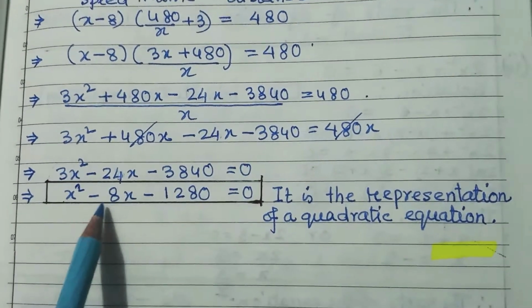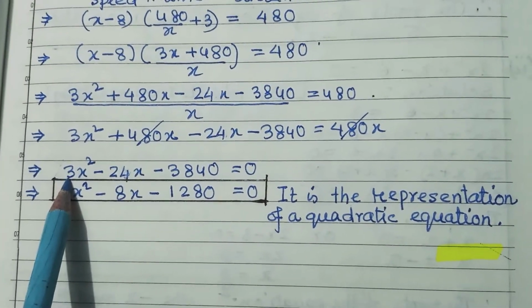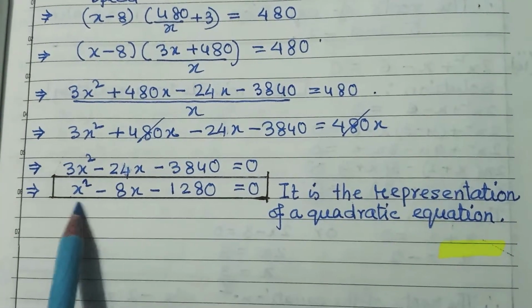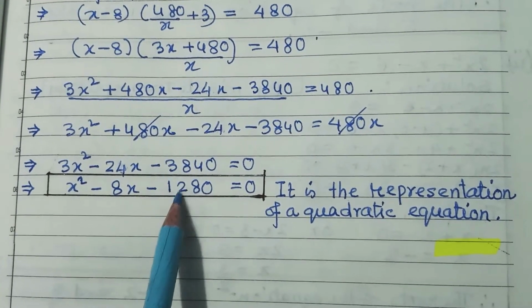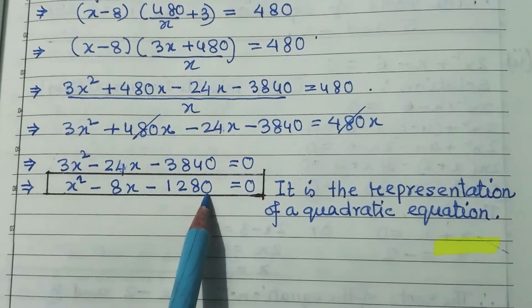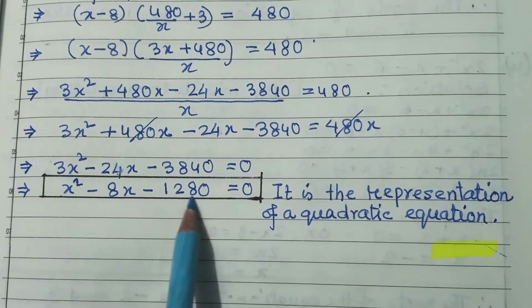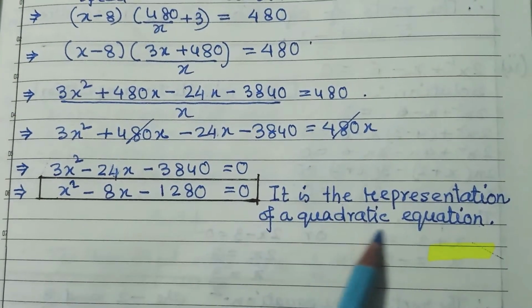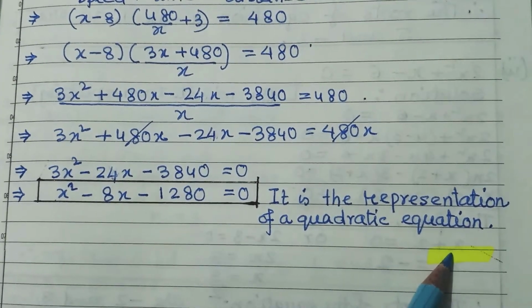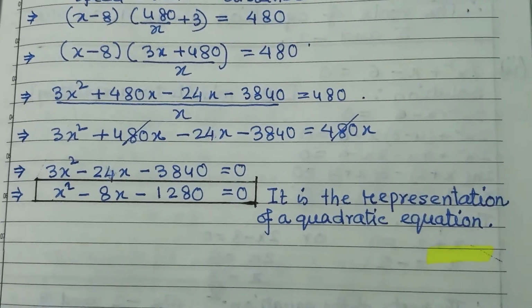You can take 3 as a common factor and divide by 3. So it is x square minus 8x minus 1280 is equal to 0. So it is the form of a quadratic equation. We have done this one. So this exercise is also finished. Thank you very much.